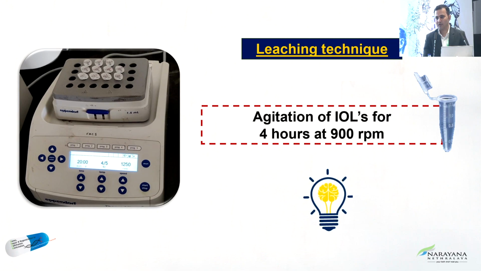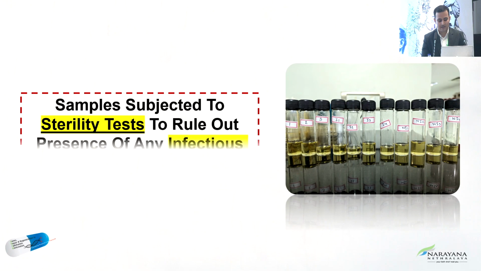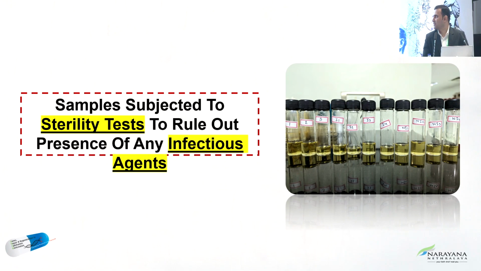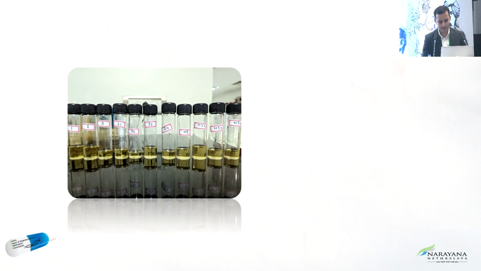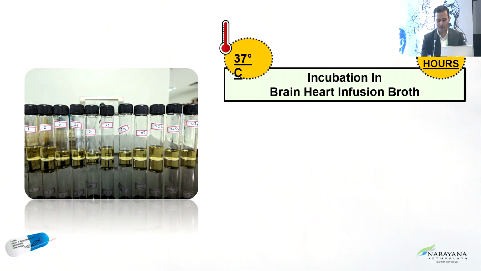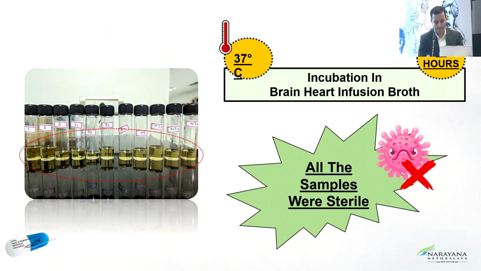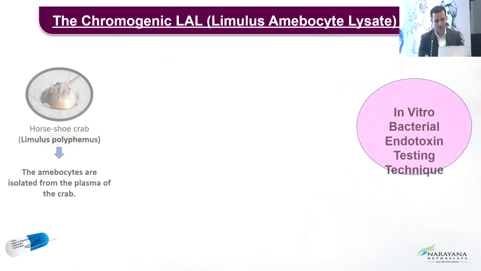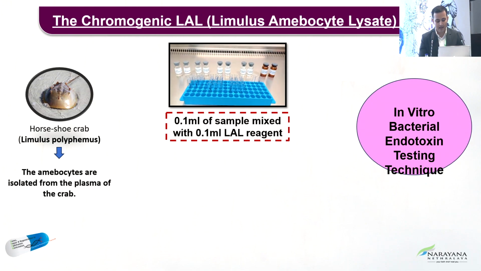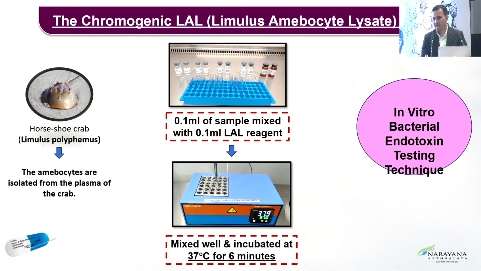Before we tested them with a reagent, we made sure that these samples were sterile to rule out the presence of endophthalmitis causing agents. So we used a brain heart infusion broth for 48 hours, and as expected, all the samples were sterile. So then we tested the solution with the LAL reagent. This LAL reagent is basically an amoebocyte lysate from the plasma of the horseshoe crab. They are extremely sensitive to these endotoxins. So 0.1 ml of the leach solution was mixed with this reagent. It was incubated for 6 minutes.